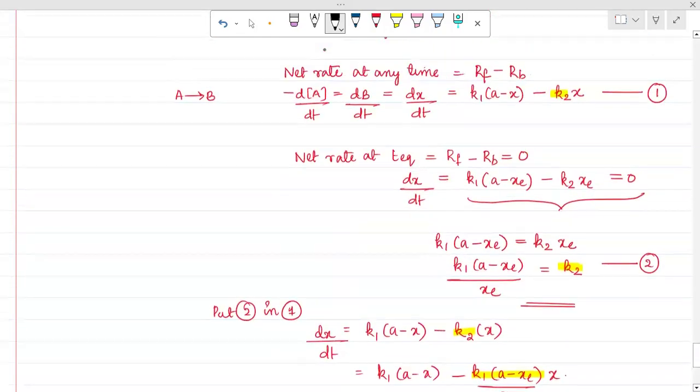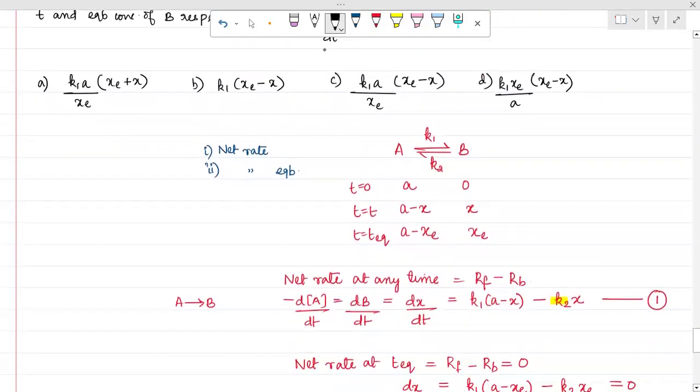Let's look at the options. K1X by K1A by XC into XE minus X. Option C is the correct answer. You will only be able to do this if you're thorough with the concept of derivation.